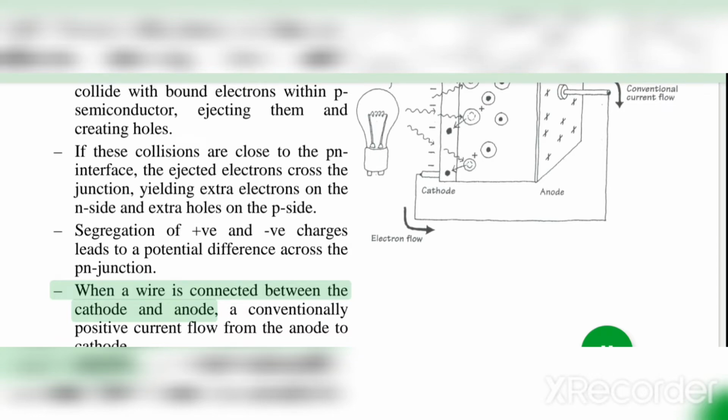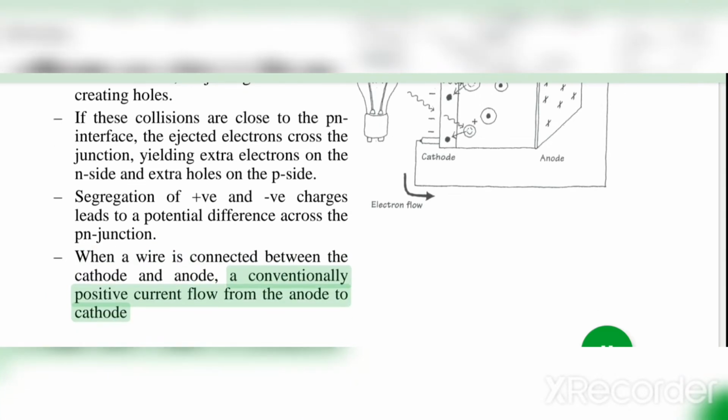When a wire is connected between the cathode and anode, a conventionally positive current flows from the anode to the cathode.